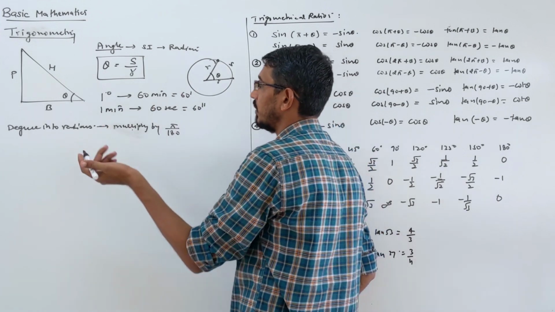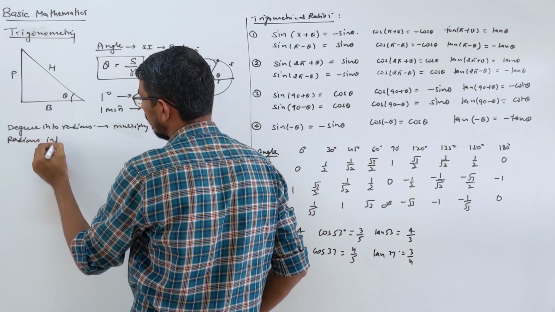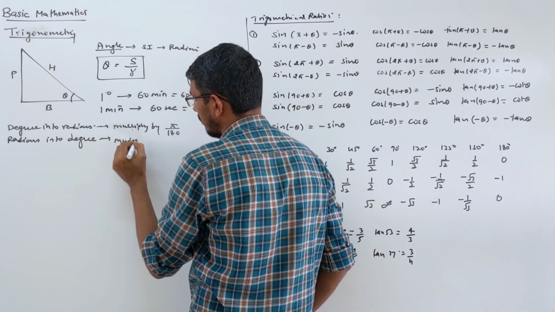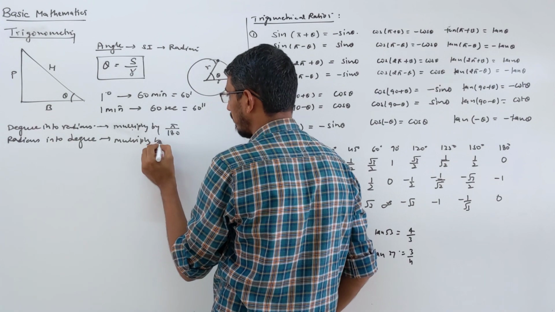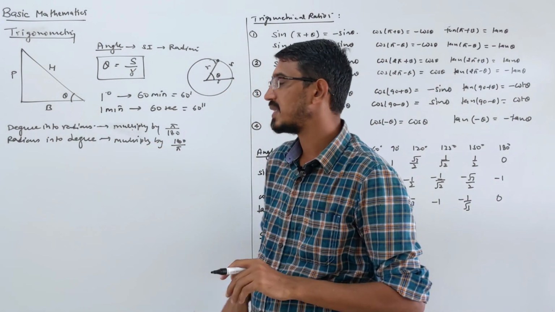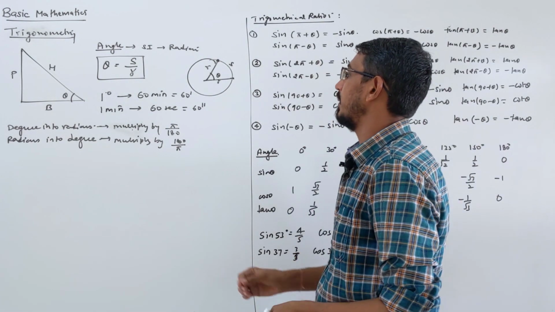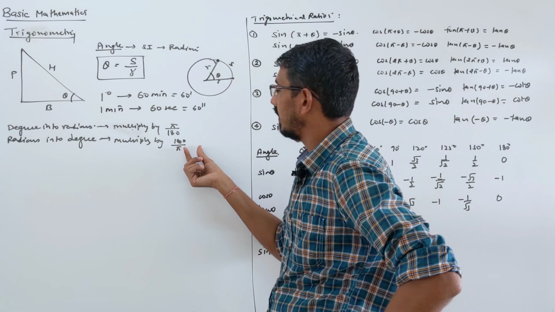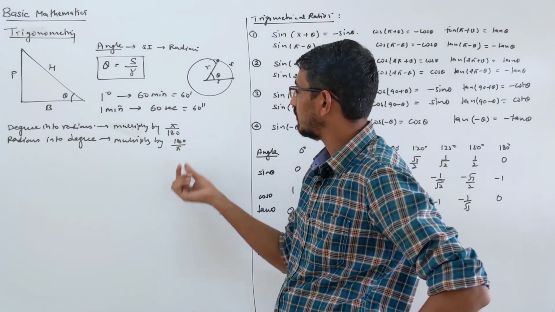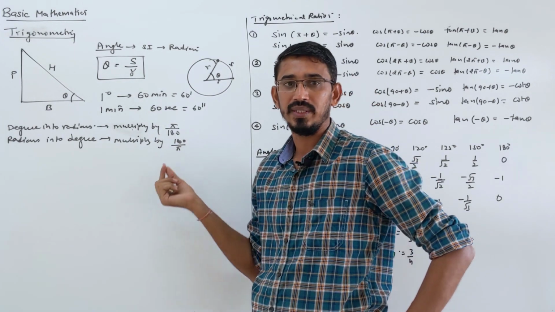Or the opposite: if you want to write radians in degrees, then you simply multiply by the opposite of this. So you multiply by 180 by pi, and you get your radians into degrees. Pi means 180, right? Suppose pi is equal to how many degrees you want, right? So 180 by pi into 180, that gives you simply pi as the answer.